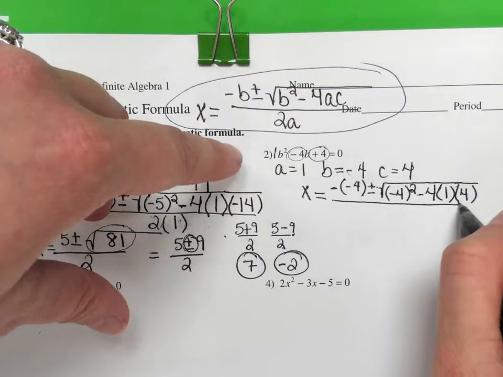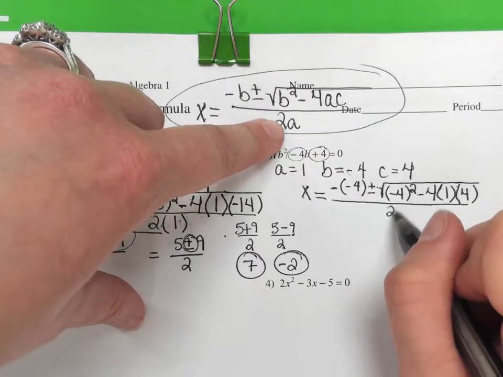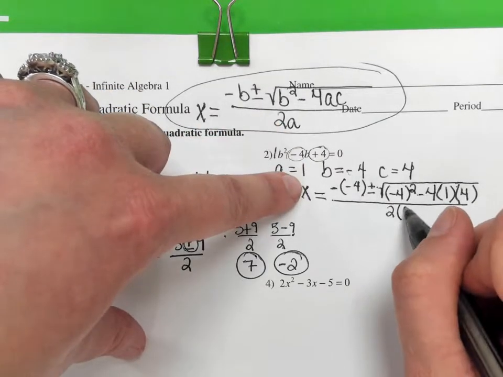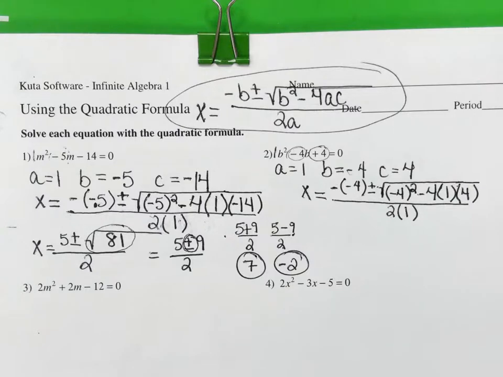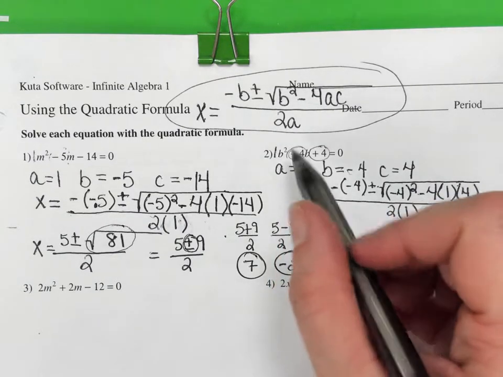All of that is over what? What's 2A? 2 times what? A. 2 times what? 1. Alright, here we go.